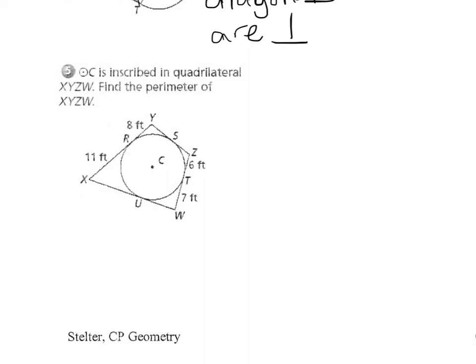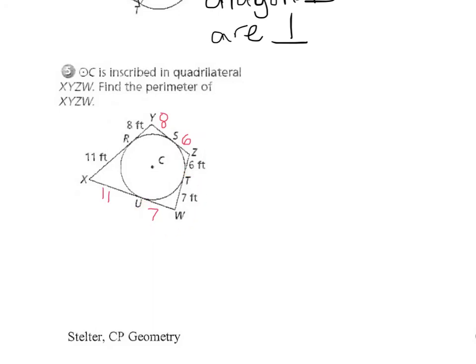So with that being said, RY and SY are the same length. So I know that this is 8. Now moving over to this side, SZ and ZT would also be the same length because they follow that definition as well. So this would be 6. That would make UW 7. That would make XU 11. Because these guys meet at the same point, so they are congruent. These two are congruent, these two are congruent, and these two are congruent.